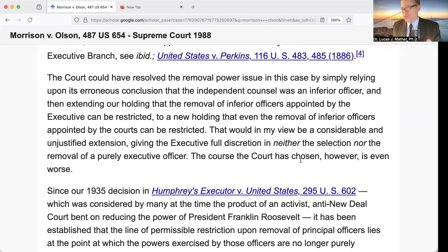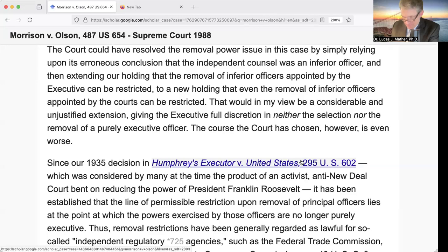"The Court," continues Scalia, "could have resolved the removal power issue in this case simply by relying upon its erroneous conclusion that the independent counsel was an inferior officer, and then extending our holding that the removal of inferior officers appointed by the executive can be restricted to a new holding that even the removal of inferior officers appointed by the courts can be" (now turn the page here) "restricted. That would, in my view, be a considerable and unjustified extension, given the executive's full discretion in neither the selection nor the removal of a purely executive officer. The course the Court has chosen, however, is even worse.